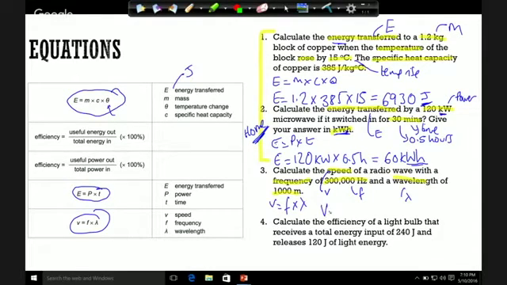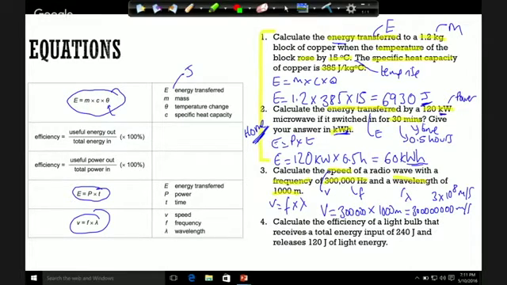And then we put the numbers in. So V equals 300,000 multiplied by 1,000 meters, and you will get an extremely large number. You will get 300 million meters per second, or you can write it as 3 times 10 to the 8 meters per second.